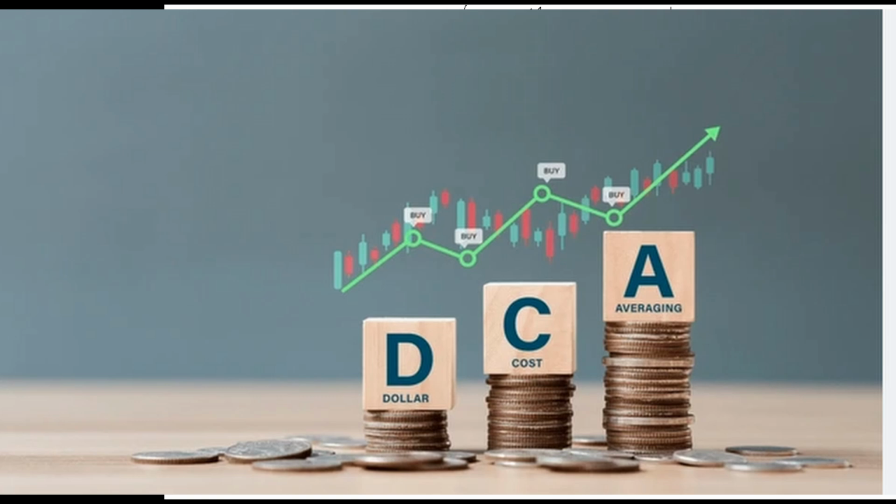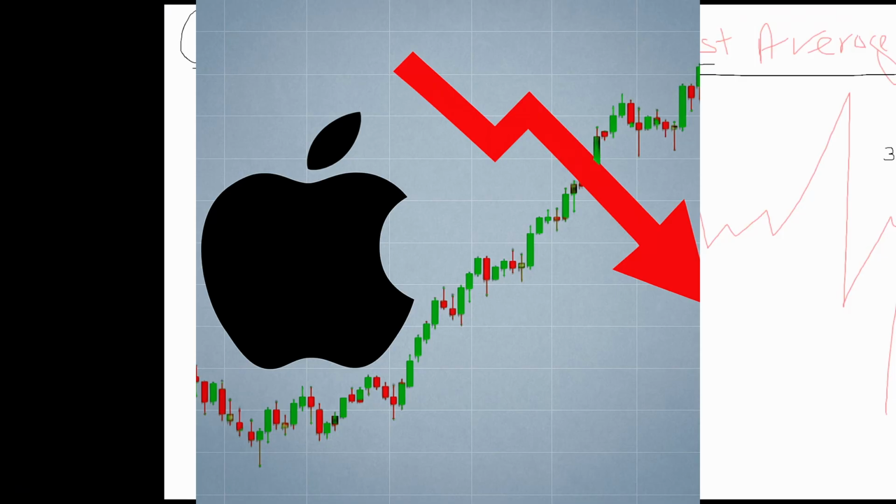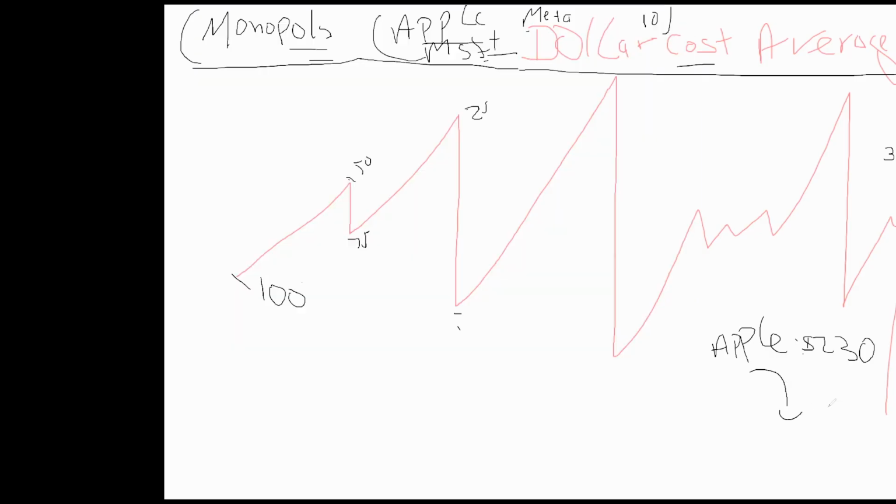So when the price decreases, for instance, let's say Apple stock, the price is $230. When Apple goes lower, for instance it goes to 200, you add more shares.